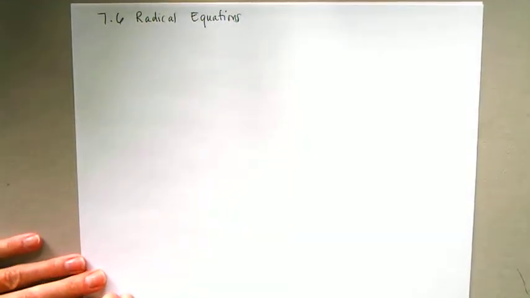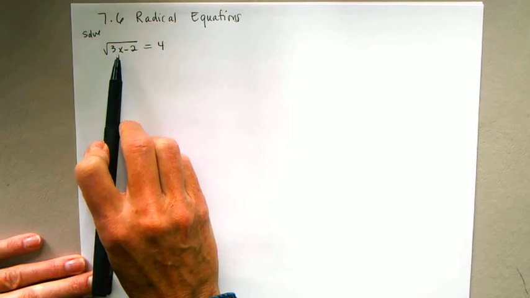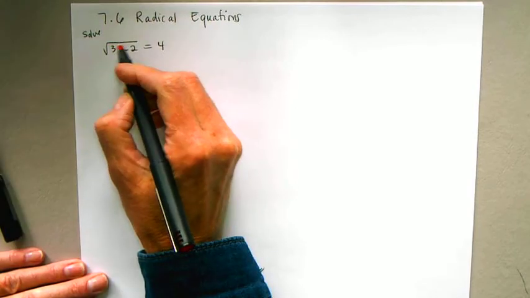Hello class, today we're going to learn 7.6, which is now radical equations. So you've learned how to simplify radicals, how to add, subtract, multiply, divide, which is actually rationalizing the denominator, but now this, for example, with an equals. So you have to get x alone, and the first problem, cancel it.